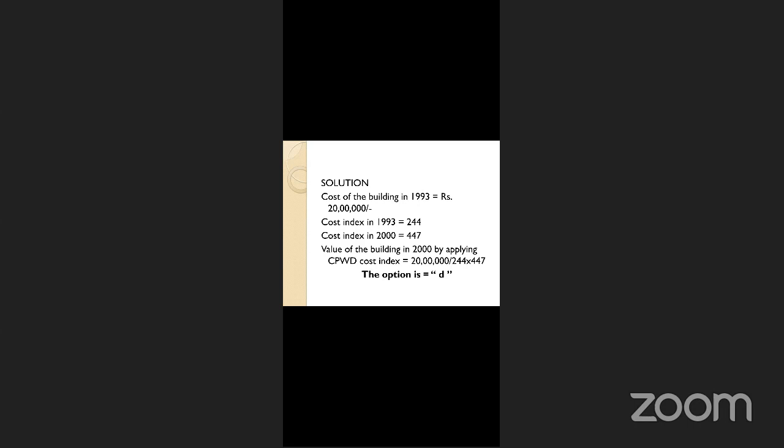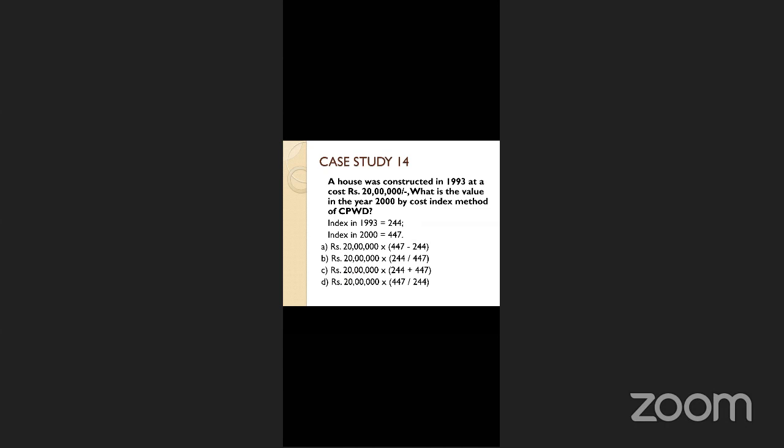Only thing, the order which I have shown is a bit confusing, so don't worry about it. In any case it is 447 divided by 244. Let us use our common sense. See, 93 to 2000, it should be increased. So the bigger number, 447, will go to the numerator and 244 comes to the denominator. In any case it has to be increased from 93 to 2000 AD. So the answer D, at a glance itself, you can find that this is the only way.